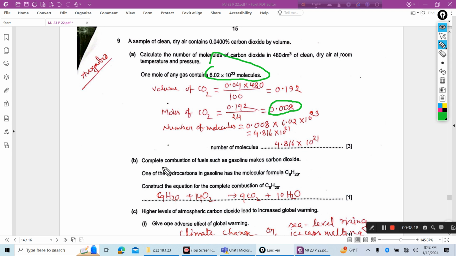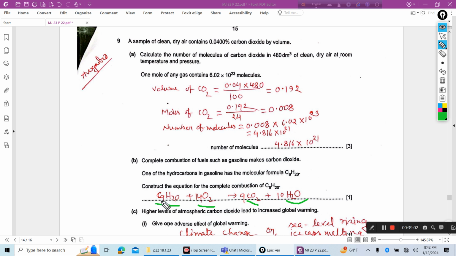Number B, complete combustion of fuel gasoline makes carbon dioxide. One of the hydrocarbons in gasoline has the molecular formula C9H20. Construct the equation for the complete combustion. This is an alkane, so you know alkane complete combustion will form carbon dioxide and water. C9H20 is an alkane. If you react it with oxygen it produces carbon dioxide and water.